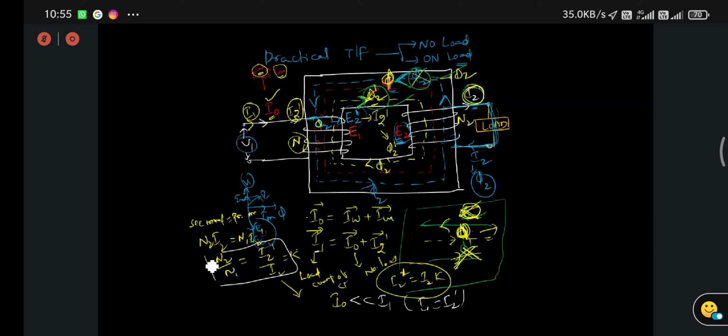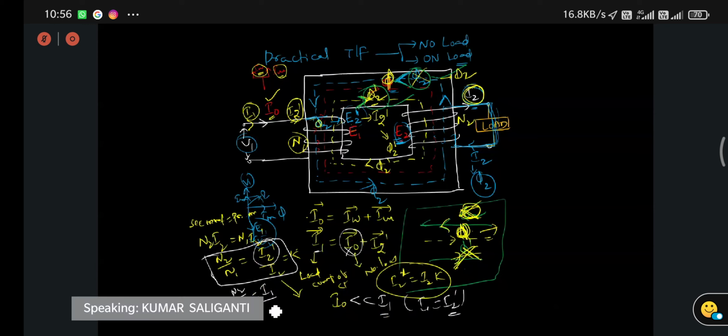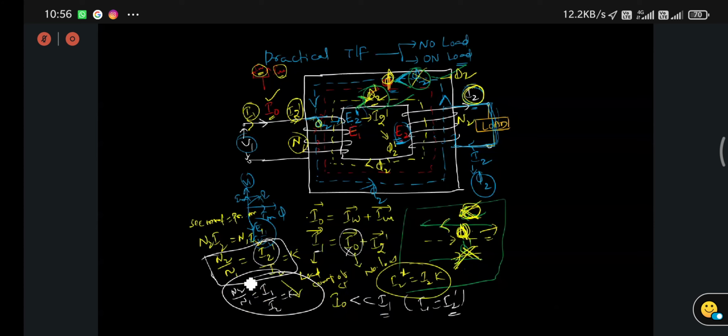From this, N2 by N1 equal to... So here I0 is negated because it is very small compared to I1. So you can negate this one, and what you get is I1 equal to I2 dash. So instead of I2 dash, I am writing I1 by I2, that is equal to K. This is the practical transformer under load condition.